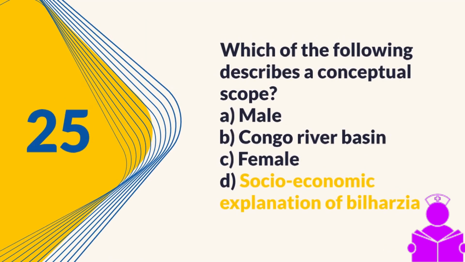Answer: D. Socioeconomic explanation of bilharzia. A conceptual scope refers to the breadth or depth of the conceptual framework within which a study operates. Option D provides a clear conceptual scope by indicating the specific focus of the study on the socioeconomic aspects related to bilharzia. Options A, B, and C do not describe a conceptual scope but rather specific subjects or locations.